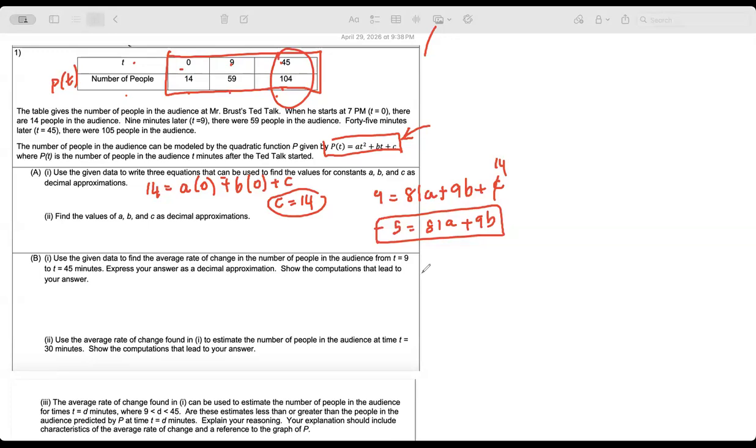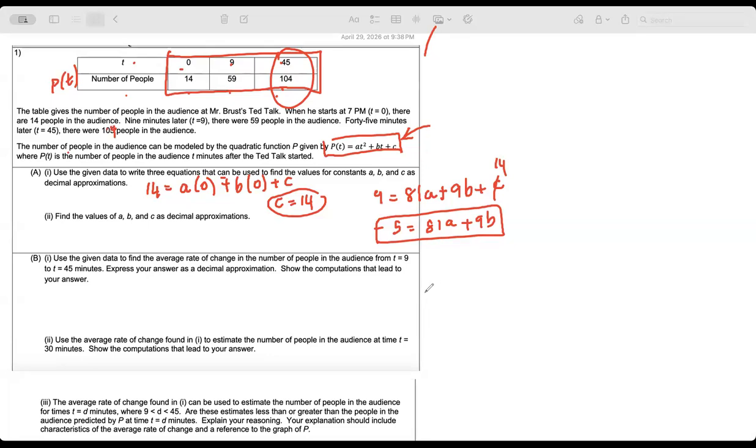I have a question. Yeah, go ahead. It says on the table for t equals 45 it is 104, but in the writing it said t equals 45 is 105 people. Okay, you can take it as 105, doesn't matter. Let's take it as what is in the table, 104. I will edit this so that we all uniformly work.